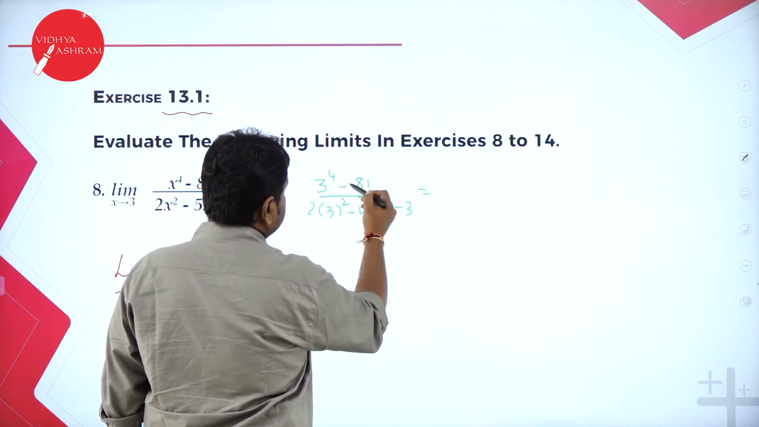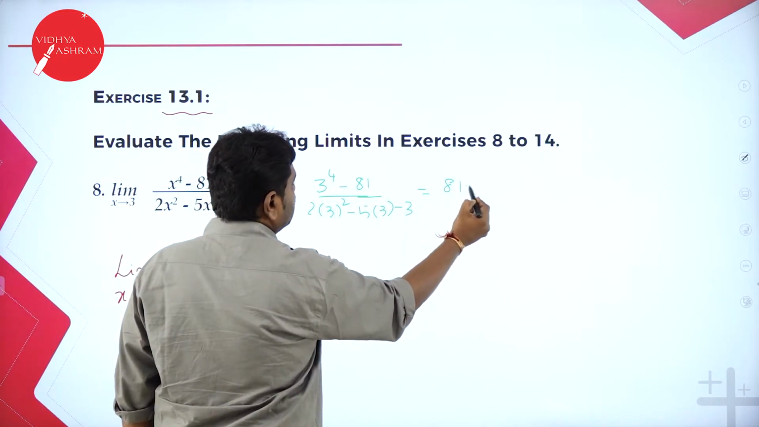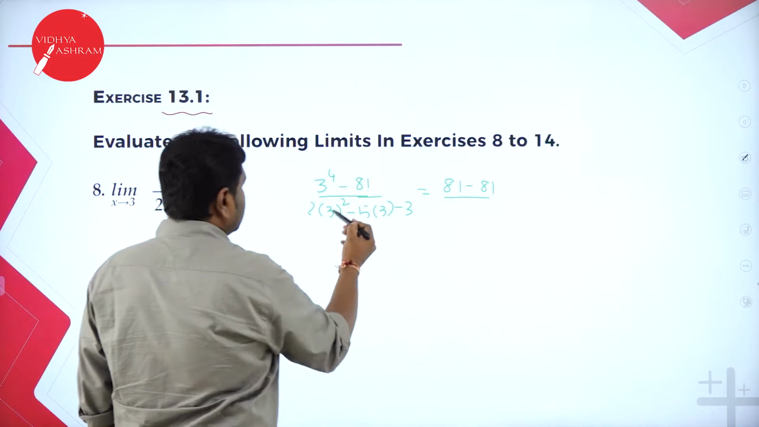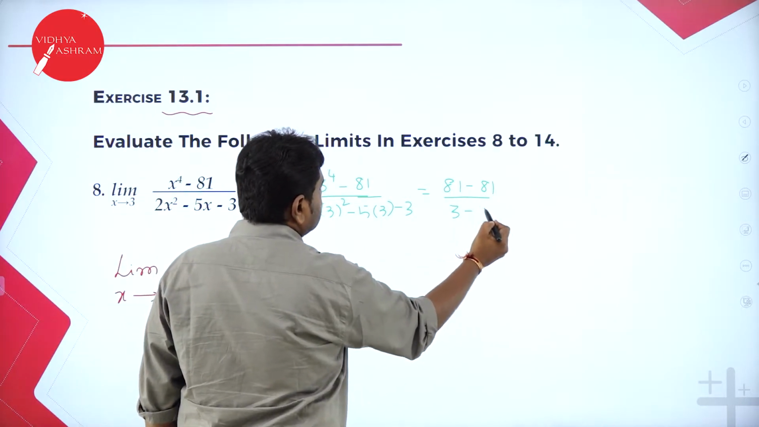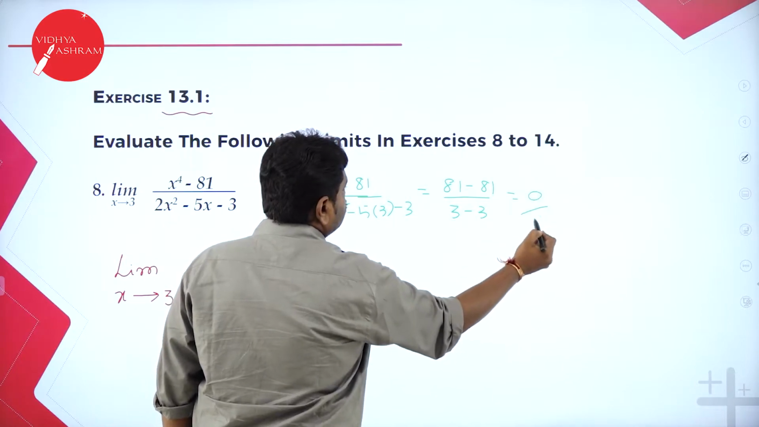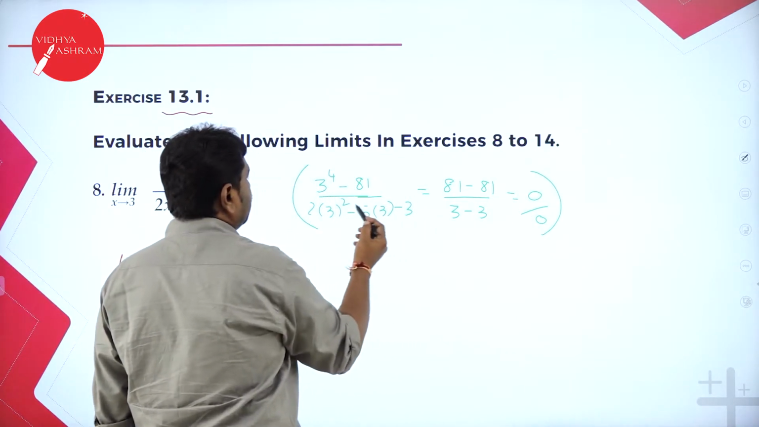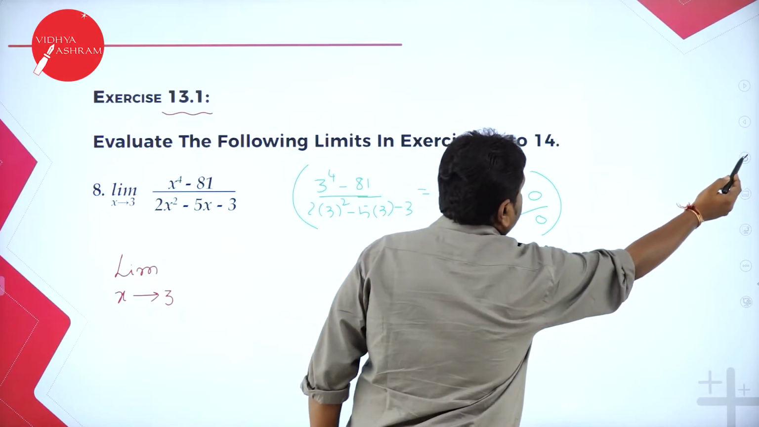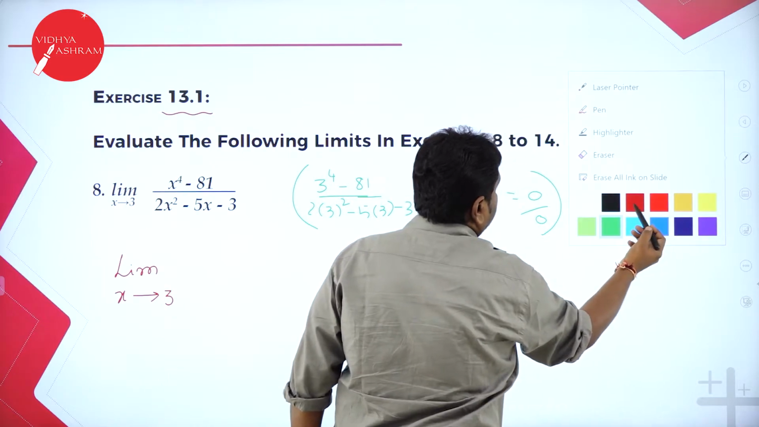Numerator 3 power 4 is 3 3s are 9, 3s are 27, 3s are 81. 81 minus 81. Denominator 3 square 9, 9 2s are 18, 18 minus 15, 3 minus 3. So this will be 0 by 0. So mathematically indeterminate. Directly if you apply limit, we will get mathematical indeterminate. So we should not do this. So this is a wrong method. So we cannot directly apply limit.